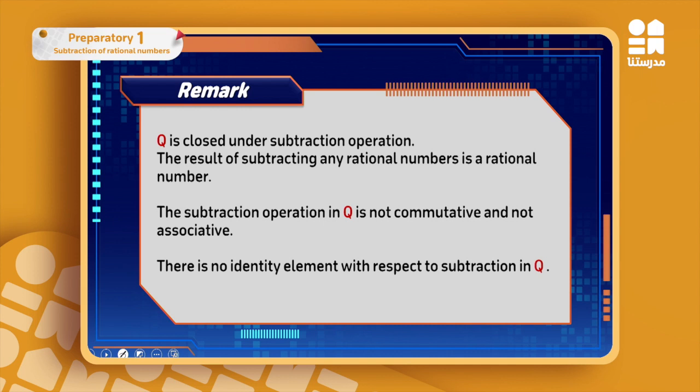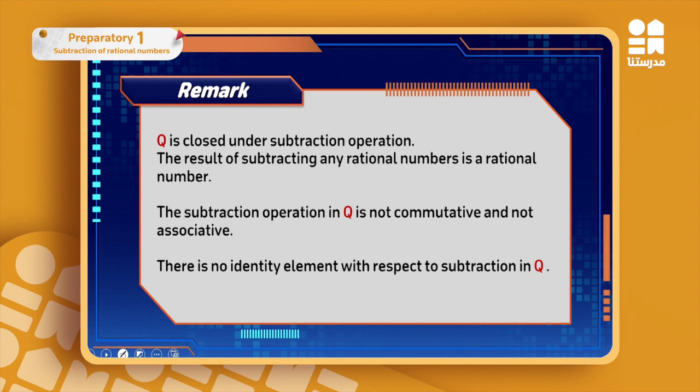The second one: the subtraction operation in Q is not commutative and not associative. Not commutative means what? Commutative means switch the order. A plus B equals B plus A. In subtraction, we cannot do that. We cannot switch the order. Let me give you any two numbers. 5 minus 3 equals 2. But 3 minus 5 equals negative 2. They are not equal.